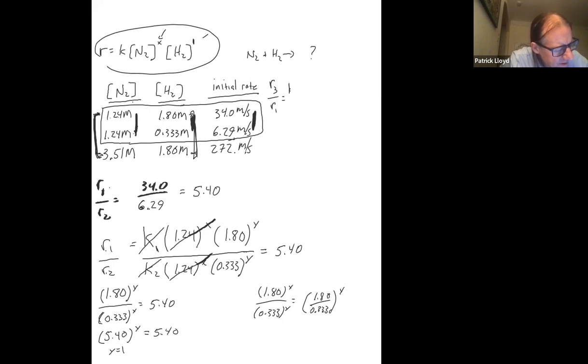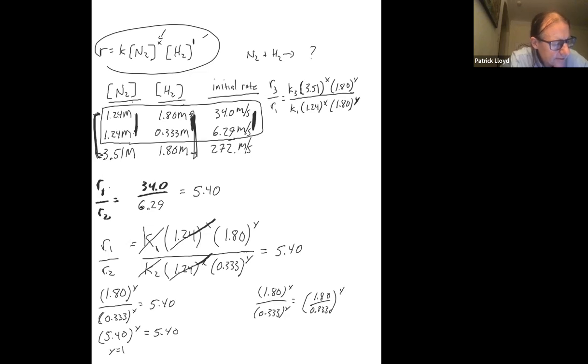And again, that's going to be K3 times, now we're doing the third one. So N2 is 3.51 to the X times H2 is 1.80 to the Y. And then we're going to divide that by K1, so 1.24 to the X times 1.80 to the Y.